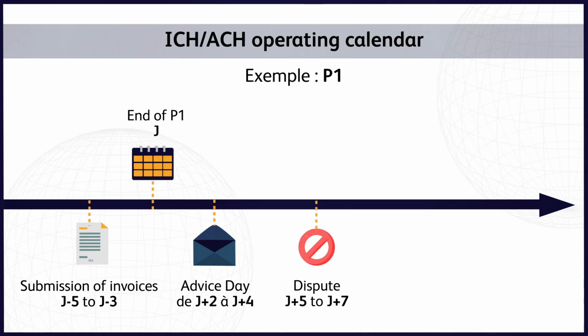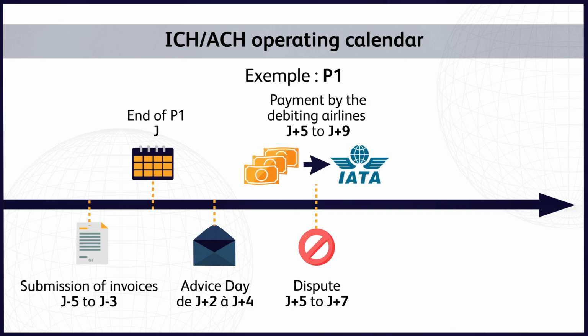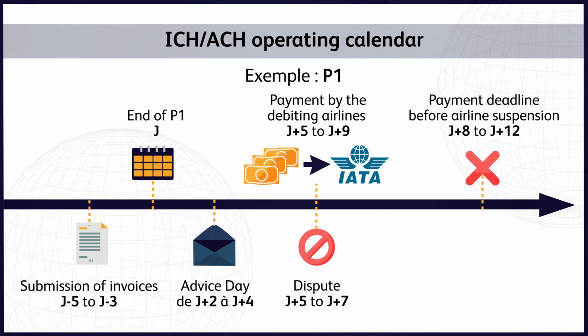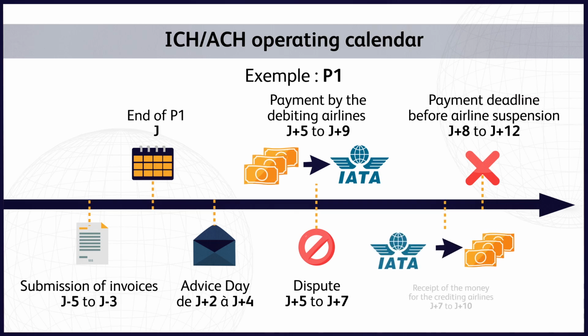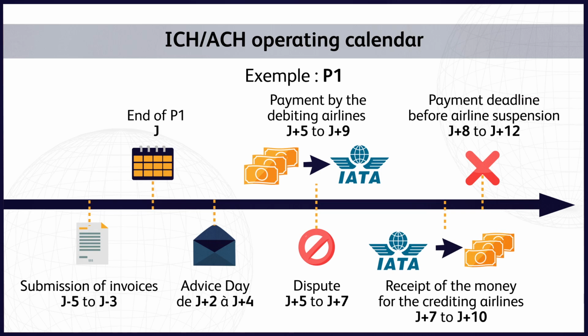The payment by the debiting airlines occurs between J+5 to J+9. The payment deadline before airline suspension is made between J+8 to J+12. And the receipt of the money for the crediting airlines between J+7 to J+10.